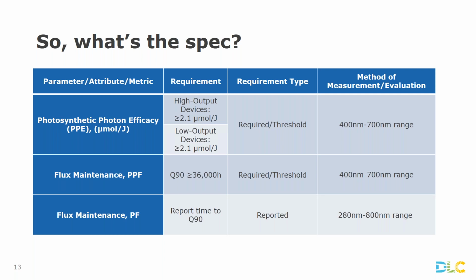So if a product keeps decreasing in its flux, the tomatoes will grow more slowly and not help the greenhouse owner make their mortgage payment on time. So this is something they're very, very sensitive to. So that Q90 is a PAR flux degradation threshold for PAR. We're also going to ask people to report for a fixture the time to Q90 for the overall larger ASABE band range as well, in case that is of interest.